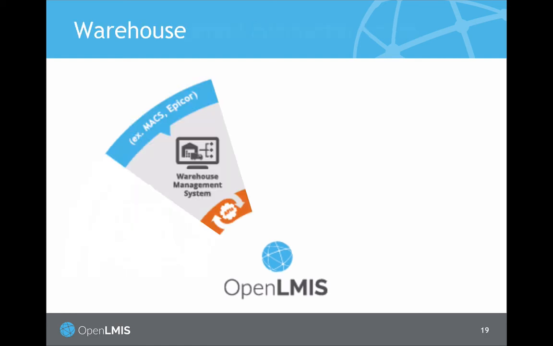Warehouse management systems, or ERPs, are critical for managing a large national warehouse. This can be the first stop for essential commodities which need to make it down to the facility or point of care. OpenLMIS integrates with these systems to support end-to-end visibility, showing exactly which product is where and getting it to the last mile. We have example integrations with Epicor 9, Sage, Max, and mSupply.